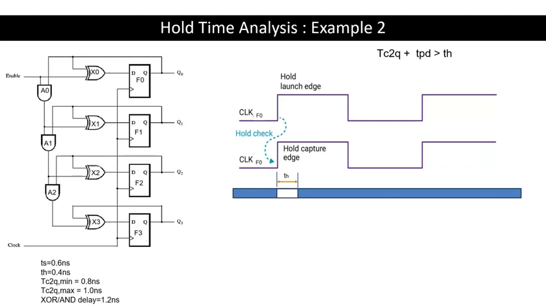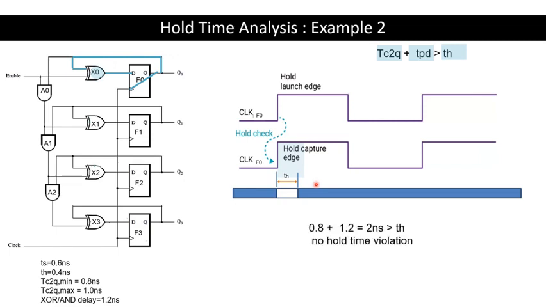For hold time analysis, we normally first get the shortest path and then we check the delay involved here. Is it too short, and does it override the old value of the D2 earlier? So we use the rule here, which is TC to Q minimum plus TPD should be longer than the hold time, counting from the capture edge.